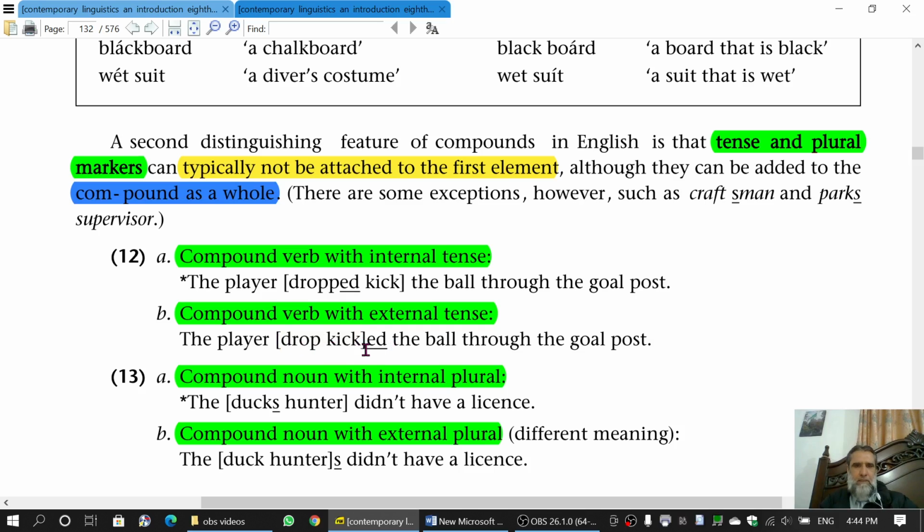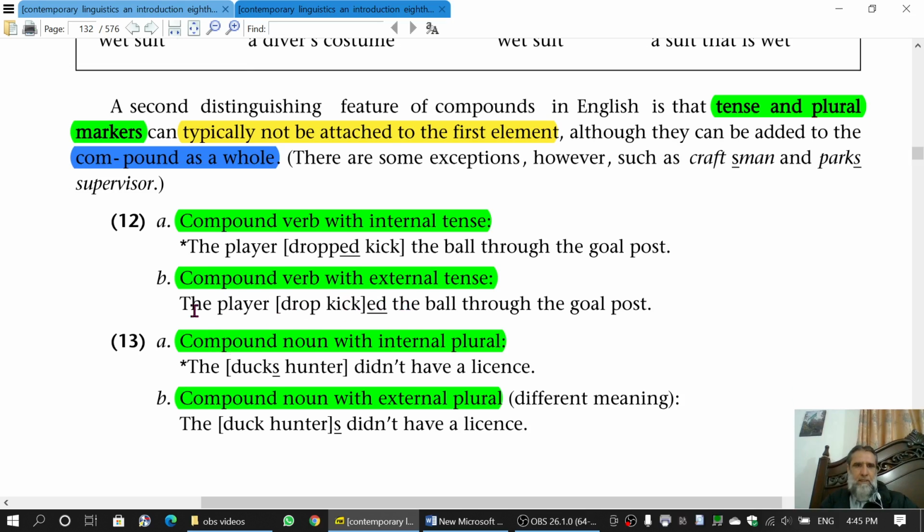This bracket here is important because -ed used here is not only with kick but with drop and kick both, making them a compound noun. So it is used as a whole with this compound noun, not with the first element or the second element. So this was that criteria. The player drop kicked the ball through the goal post. And this is the example of a verb.